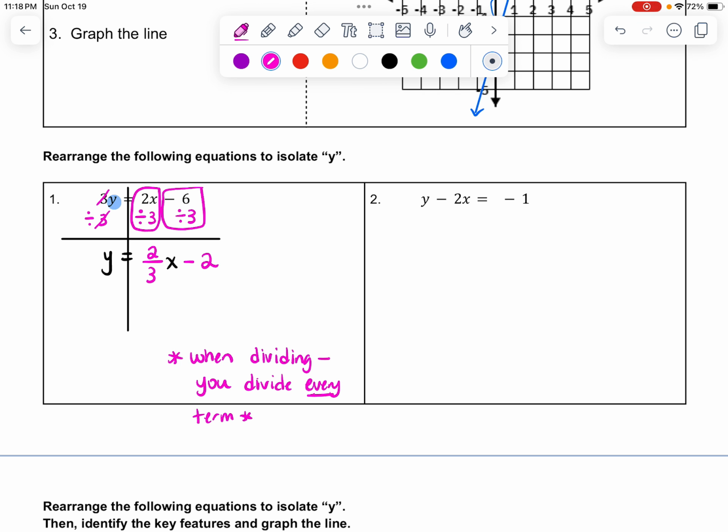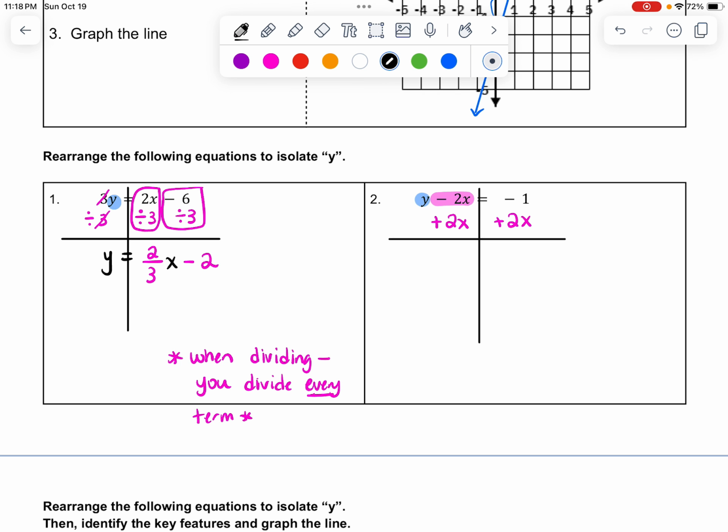Now that only applies to dividing. So let me show you an example right next door where we're going to use adding and subtracting. In this case, if you look at the y, the term that is by the y is the minus 2x. To undo a minus 2x, you're just going to plus 2x.